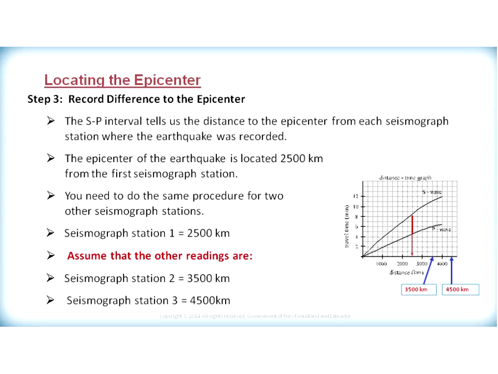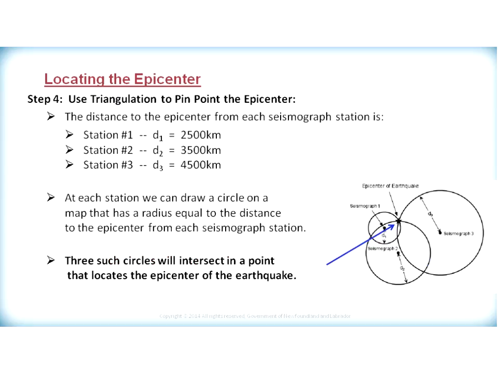As we noted before, we assume that we need 3 seismograph stations in order to determine the epicenter of an earthquake. So we assume that 2 other seismograph stations, if we do the exact same procedure as the first seismograph station, we could find out that seismograph station 2 is located 3,500 kilometers away from the earthquake epicenter, and seismograph station 3 is 4,500 kilometers away from the earthquake epicenter. So if we use these 3 distances, we can use a process called triangulation to pinpoint the epicenter of the earthquake.